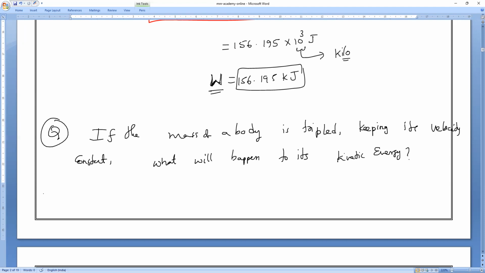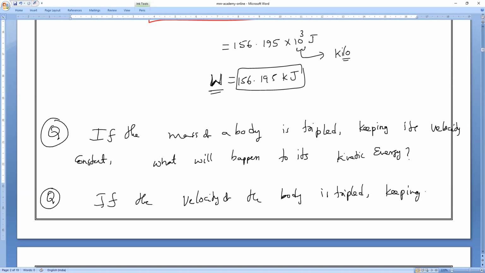This is the one question. Like gravitation, many questions we have solved similar to this, just changing. Next question. If the velocity of the body is tripled, keeping its mass constant, what will happen to its kinetic energy? So this is the question. Both the questions you try, just 2 minutes time, we'll continue.